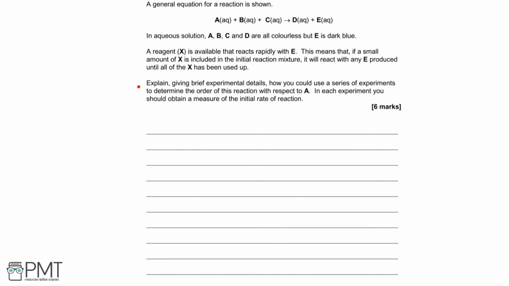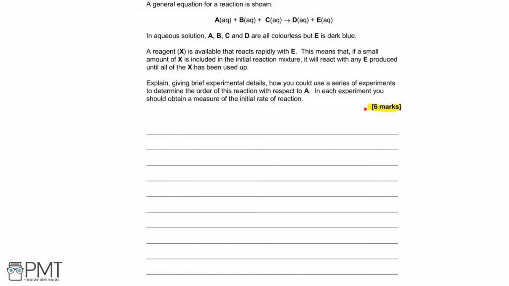Explain, giving brief experimental details, how you could use a series of experiments to determine the order of this reaction with respect to A. In each experiment, you should obtain a measure of the initial rate of reaction. This question is worth 6 marks, so it is a 6-marker question, which means that it's going to require an extended written response, which can be broken down into 3 parts.